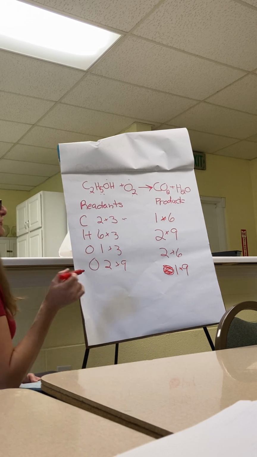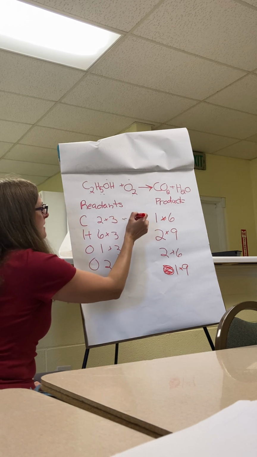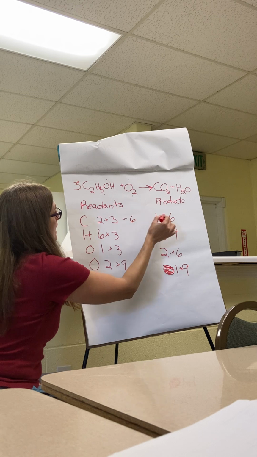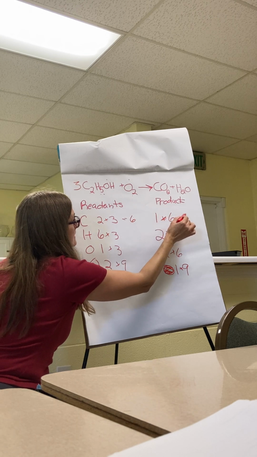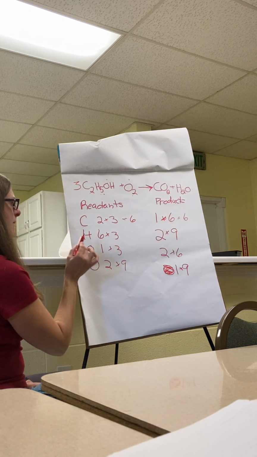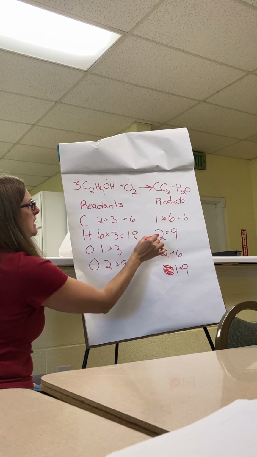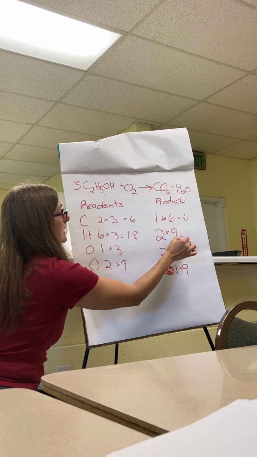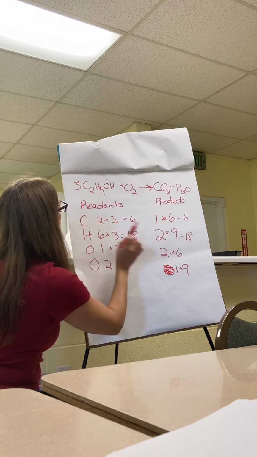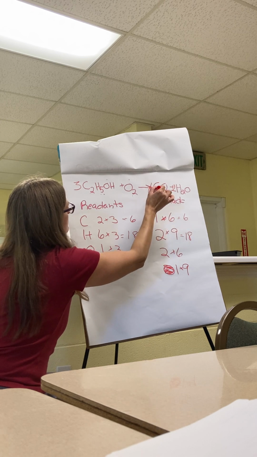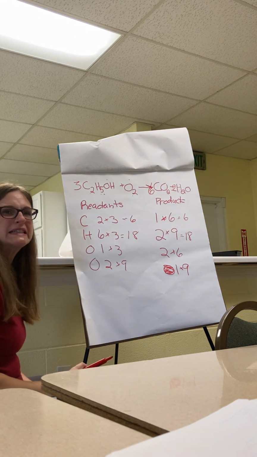Let's look at the carbon first. Carbon, 3 times 2 is 6. So if I put my 3 here, and 1 times 6 is 6, carbon's balanced. Now on to hydrogen. 6 times 3 is 18. 2 times 9 is 18 as well. So if I have a 2 in front of this, it'll work out. I'm supposed to have a 6 in front of this one. I never plan well for spacing. Never.